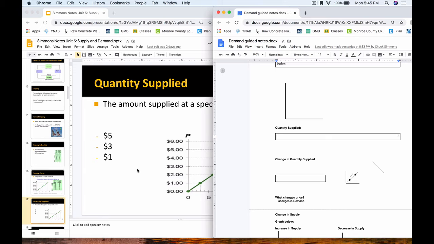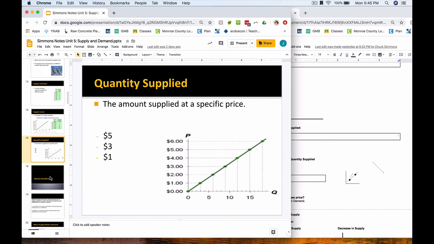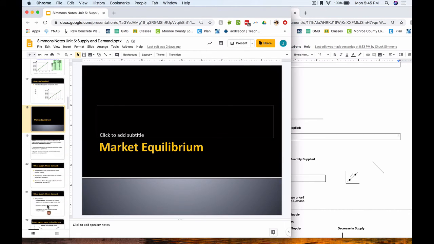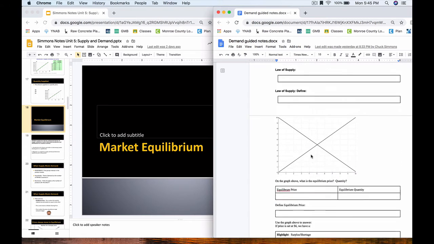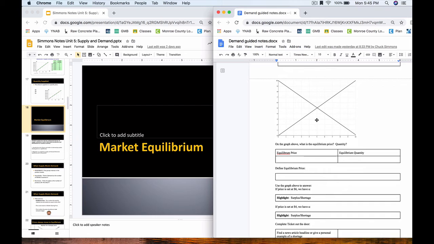Let's talk market equilibrium. So I'm going to scroll back up to where we left off up here, and you'll see the equilibrium, and you can see the equilibrium price. That's going to be where supply and demand meet. So equilibrium price is going to be on the y-axis. Equilibrium quantity is going to be on the x-axis. And in this case, they're $5 and $5. Probably not the best way to test what you know.